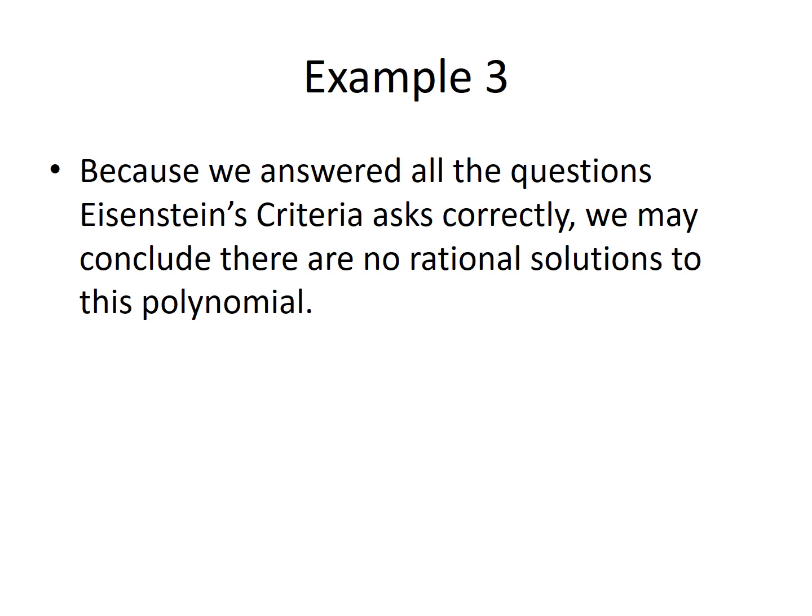Because we answered all the questions Eisenstein's criteria asks correctly, we may conclude there are no rational solutions to this polynomial. And these are the four questions that need to be answered. And those are the answers that say, hey, we now know that there are no rational solutions. There's no need to apply the rational zero theorem.